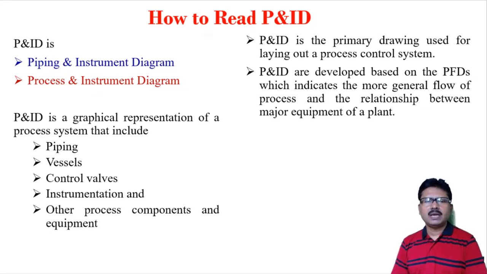P&ID is piping and instrument diagram and it is also called process and instrument diagram. P&ID is a graphical representation of the process system that includes the piping, vessels, control valves, instrumentation and other process equipment and components. P&ID is the primary drawing used for laying out the process control system. P&ID is developed based on the process flow diagram. The process flow diagram is a more general flow of the process and the relationship between major equipment of a plant.